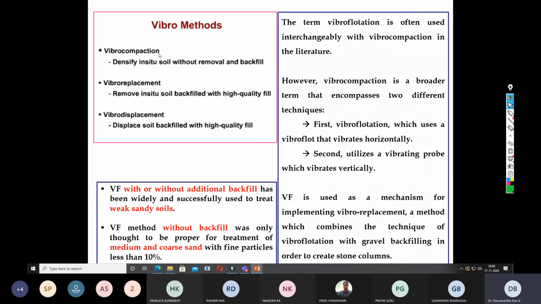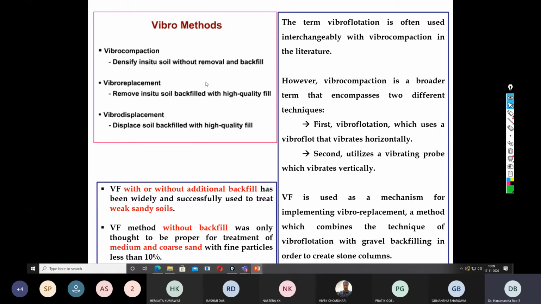Since you are asking, let me explain again. In case of the vibro compaction, only the soil is compacted without adding the backfill material. In case of the vibro replacement, the soil which has been removed from the in situ ground is filled with the backfill material. In case of the vibro displacement, the in situ soil is simply displaced. There is no removal of the soil involved in it. And as a result of displacement, the void created is filled with the fill material. So this is the difference between the vibro compaction, vibro replacement and vibro displacement.